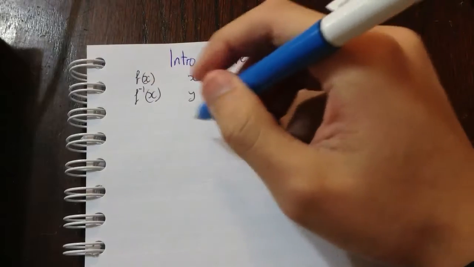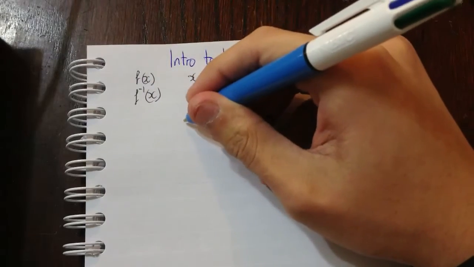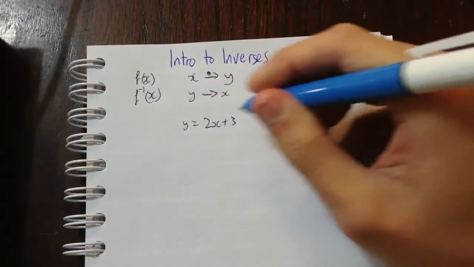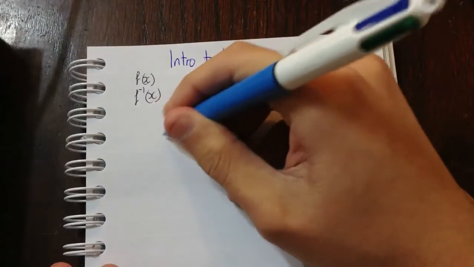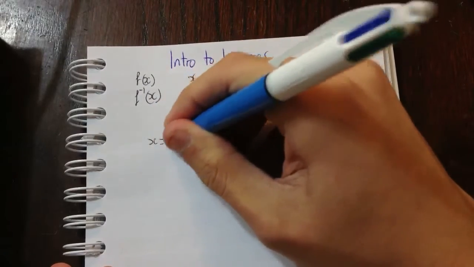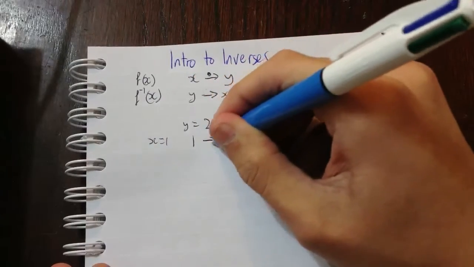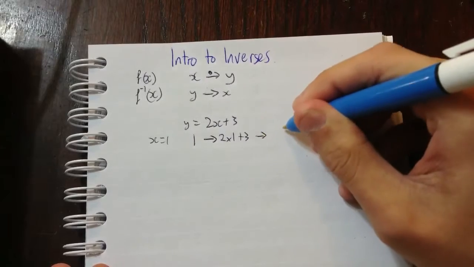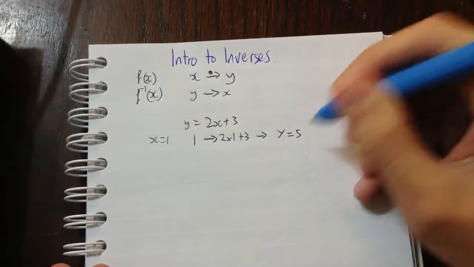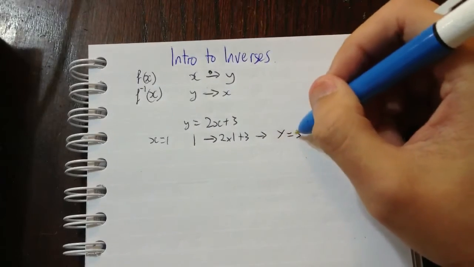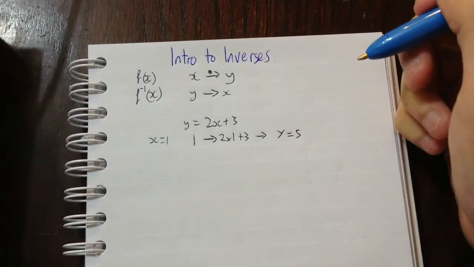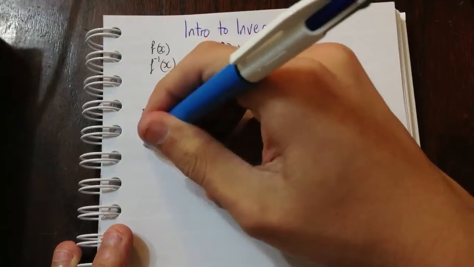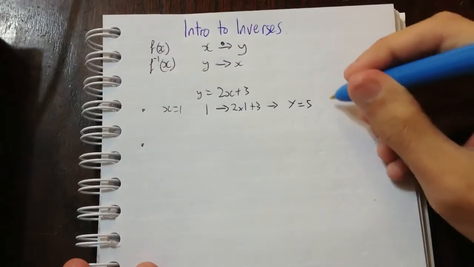So I'll give you an example. If our function is y equals 2x plus 3, I'm going to put x equals 1 through this machine. 2 times 1 plus 3, out comes y equals 5. Now my question is, how do we get y equals 5 into x equals 1? So we figure out how to do the inverse. This is our one way.